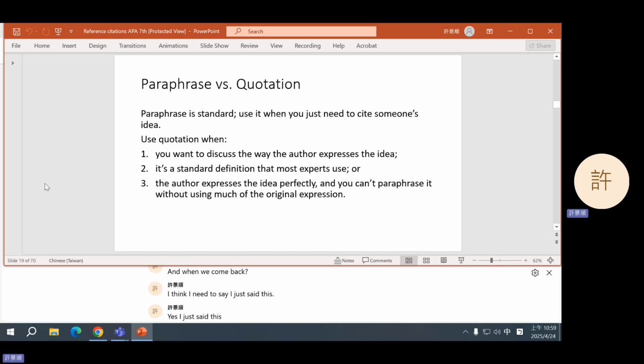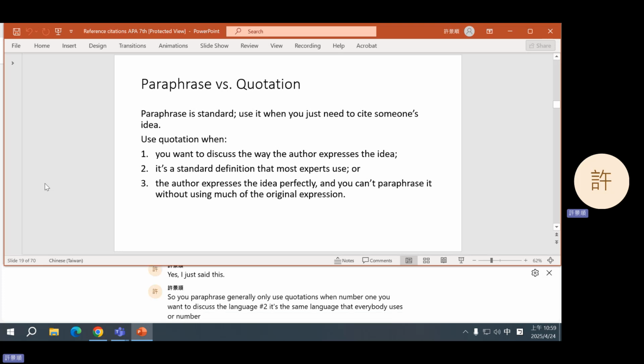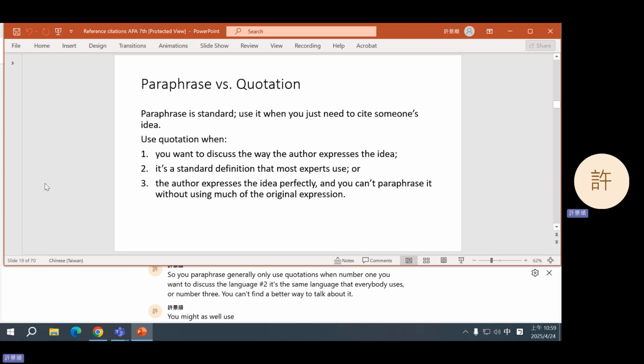So use paraphrase generally. Only use quotations when, number one, you want to discuss the language. Number two, it's the same language that everybody uses. Or number three, you can't find a better way to talk about it. You might as well use the original way.